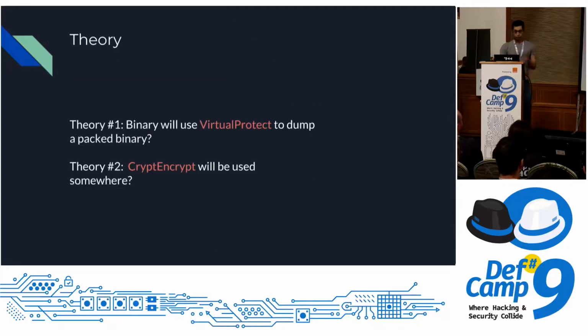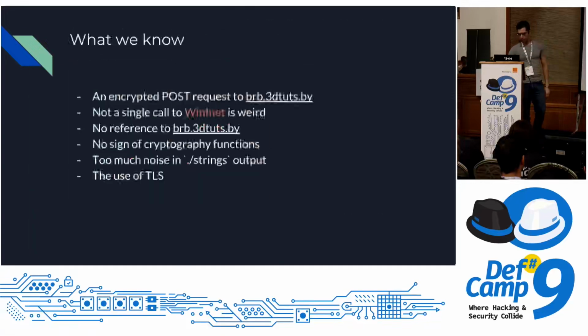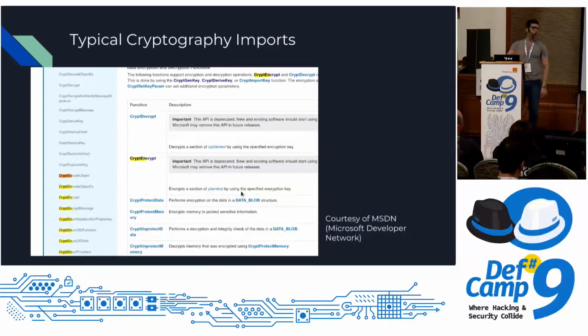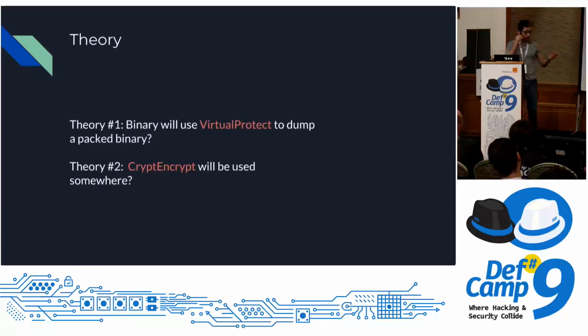Theory. We have two theories now. The binary is protected with a packer. The second one is that CryptEncrypt is used somewhere. CryptEncrypt, as I said before, is the cryptographic function that is necessary for encrypting a section of plain text. If you're writing a ransomware, you will have to use this function, or you have to make your own cryptographic methods. So I'm going to go with Occam's razor, that the easiest path is the straightforward path. So I'm just going to assume, as a theory, that CryptEncrypt will be used. So I need to know where it is being used, and how. And the first theory is that this binary is encrypted somewhere, somehow. I don't know why, I don't know how, but I'm just assuming.